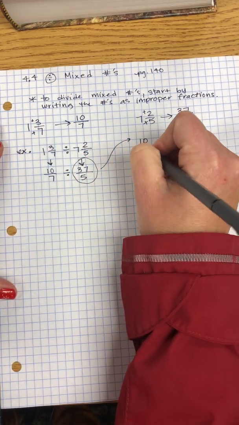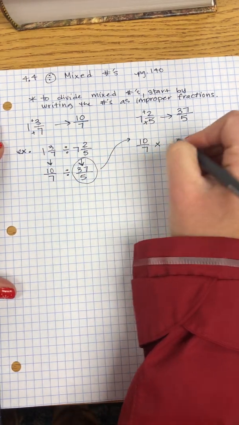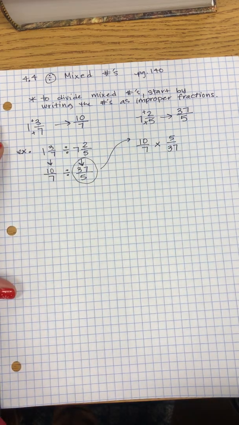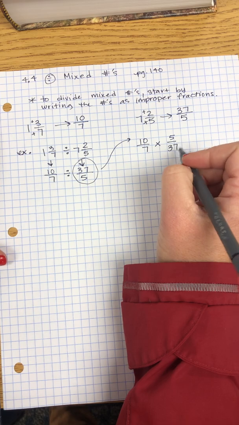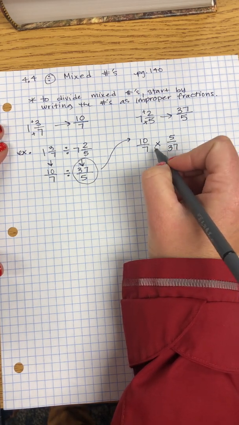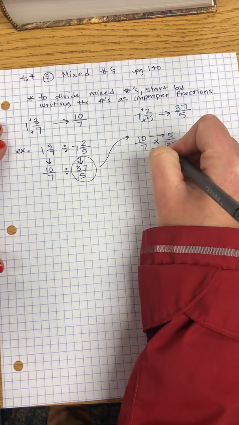10 over 7 stays the same. Copy, change, change. You could have reduced this 10 and 5, but you can't until you flip it. You have to flip first. You can't cross reduce until you have a multiplication sign, which only happens after you flip. So 10 cannot go into 37, and 7 and 5 cannot be reduced. So we're just going to multiply across.